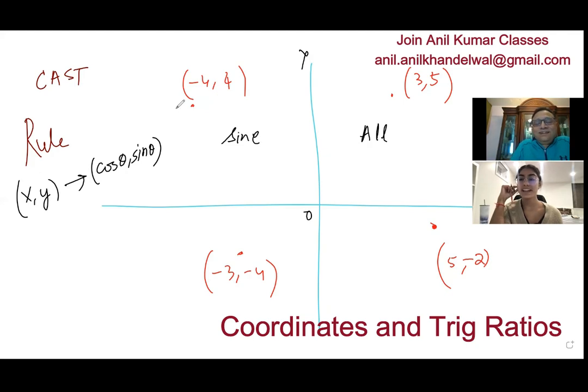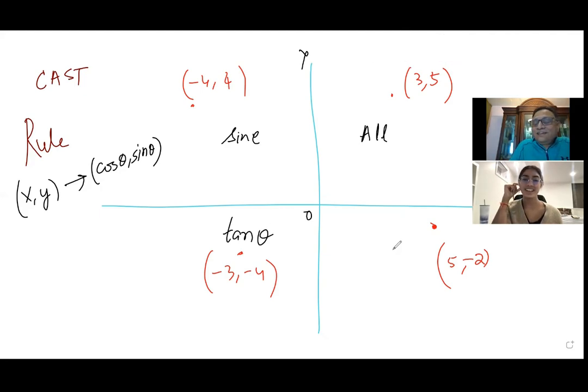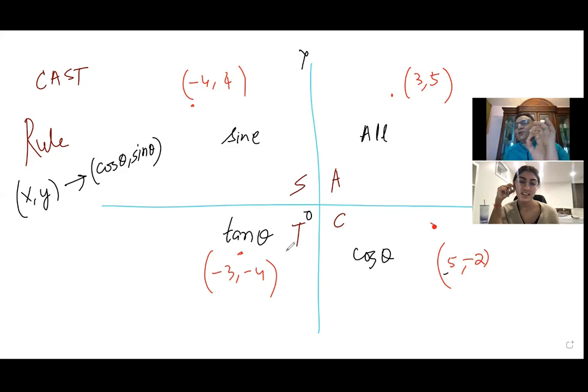That's the sine quadrant. And here, both are negative, meaning sine and cosine both are negative, so tan is positive because the ratio is positive. And here, your cos is positive, but your sine is negative. That is the cast rule. You can relate it very easily with coordinate points. So simple as that.